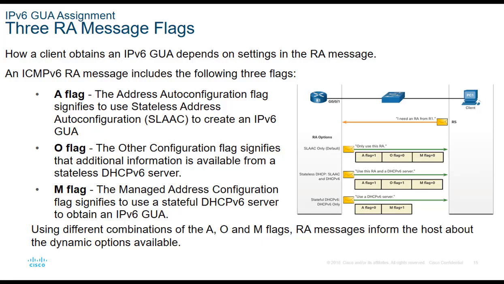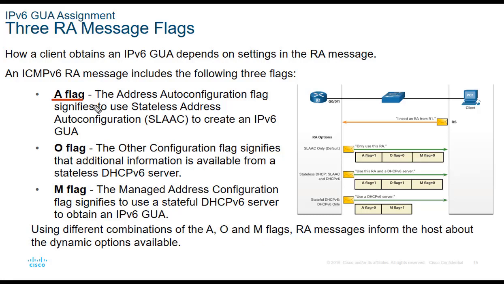When we are talking about settings in the RA message, we are really referring to the RA message flags. An ICMP version 6 message includes 3 flags to identify the dynamic options that are available to a host. And these are the 3 flags. A flag, this is the address auto configuration flag.